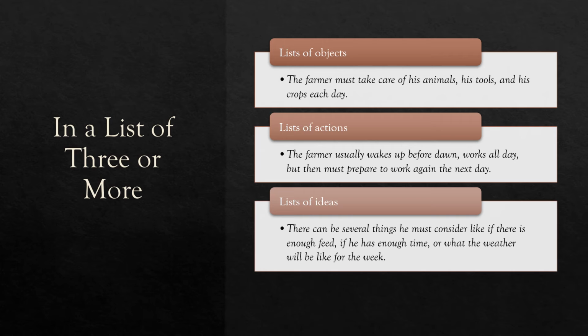It can be a list of objects, it can be a list of actions, wakes up before dawn, works all day, prepares to work again the next day, or a list of ideas: if there's enough feed, if he has enough time, what the weather will be like. It doesn't have to be a particular set of words, but it has to be congruent. If you have a list of objects, it can only be objects. If you have a list of actions, it can only be actions. If it's a list of ideas, it can only be ideas. You can't mix an object with an action with an idea. That would just be 3 separate sentences. So the series has to match in appearance and meaning.